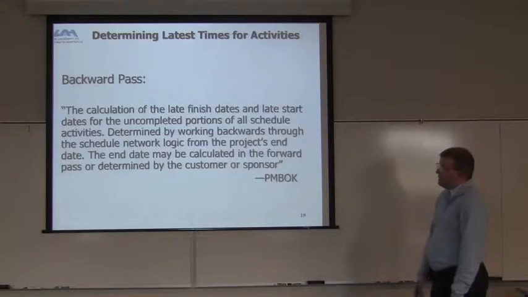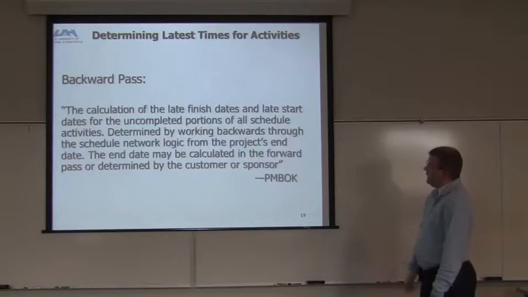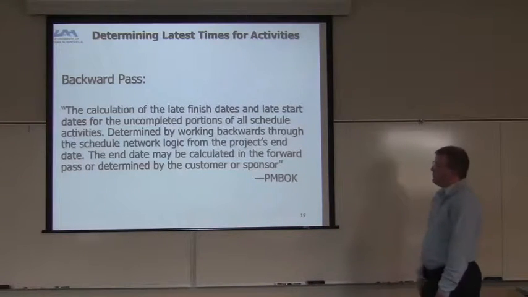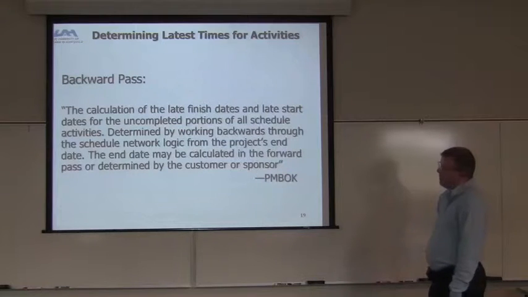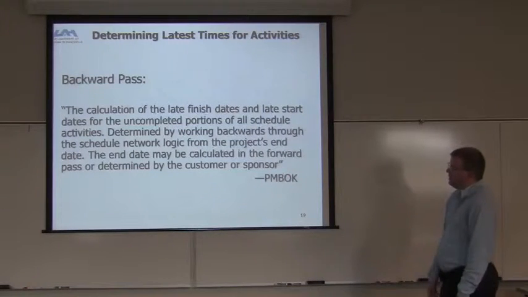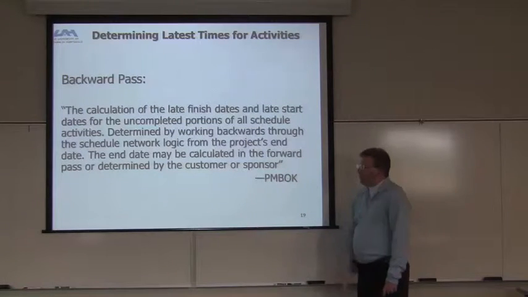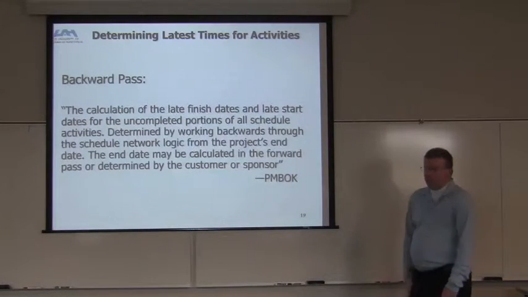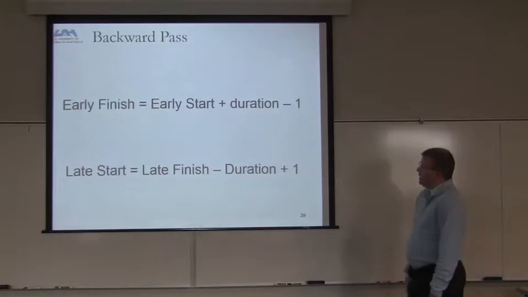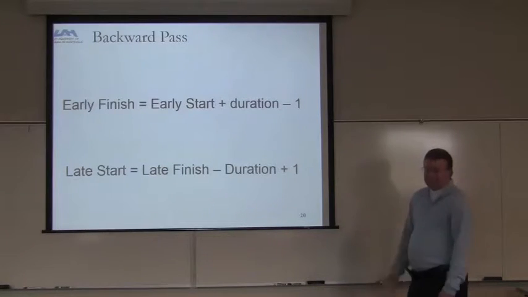So the backward pass is basically the calculation of the late finish dates and the late start dates for the uncompleted portion of the schedule. It's determined by working backwards through the schedule network logic from the project's end date. The end date may be calculated in the forward pass or determined by the customer or sponsor, right? So early finish equals early start plus duration minus 1. Late start equals late finish minus duration plus 1, okay?